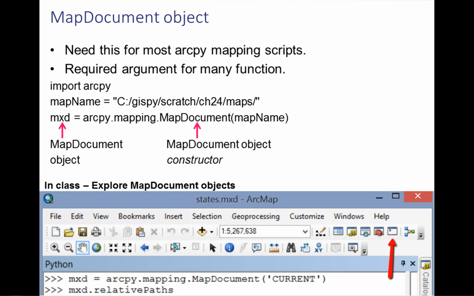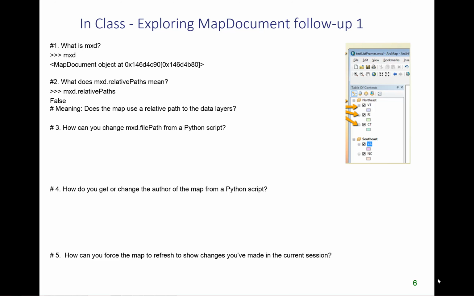mxd is a MapDocument object. mxd.relativePaths is Boolean, and it means, does the map use a relative path to the data layers? This is an important setting. If you have the map and your data in the same directory, and you don't have this turned to true, and you change the name of the directory, the map won't be able to find the data layers. So you'll see red exclamation points in the table of contents. How can you change mxd.filePath from a Python script?